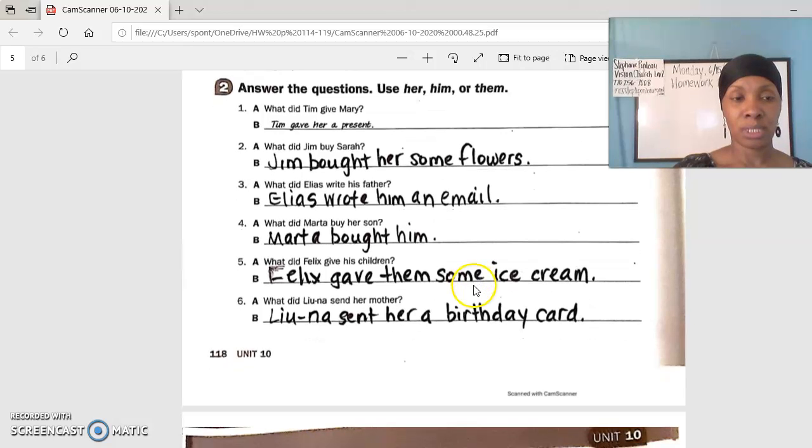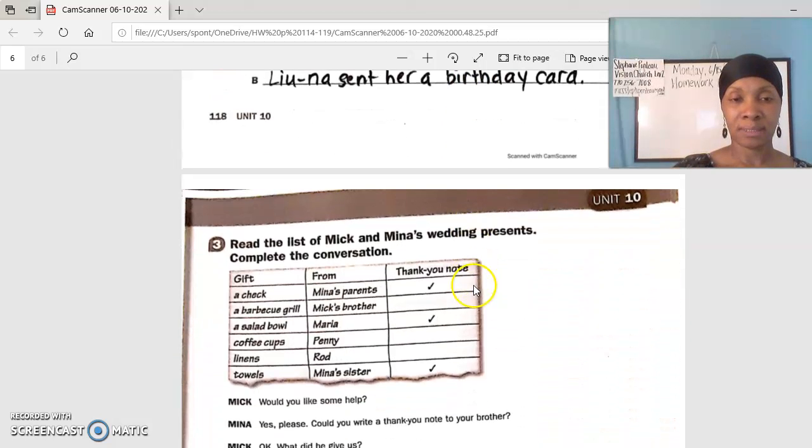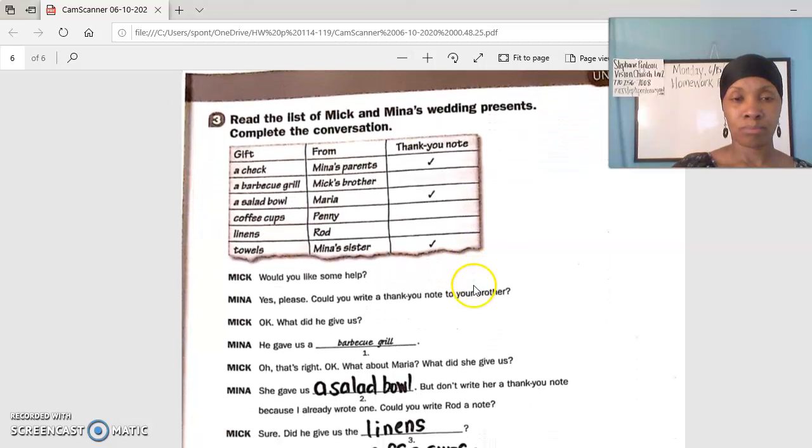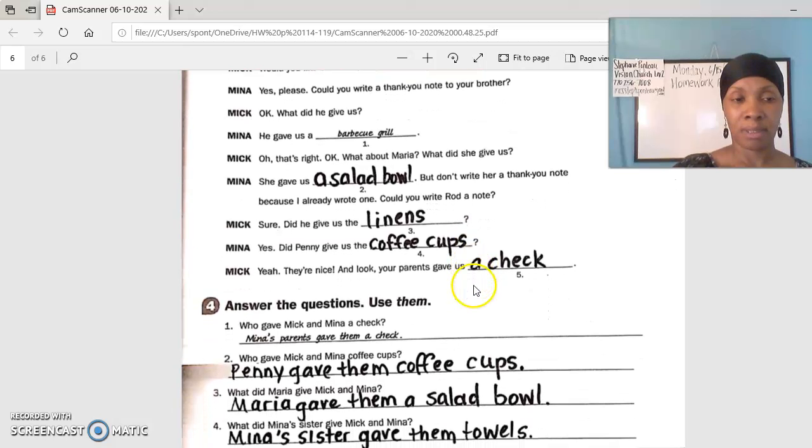Exercise 2, I'm just going to tell you now, I'm not going to get to page 119. So I'm going to let you look at this, maybe take a picture of the answers, and then do the same for page 119. Here's the answers for that because I'm running out of time. So you can pause the video.